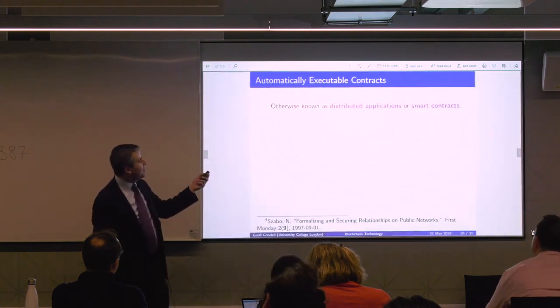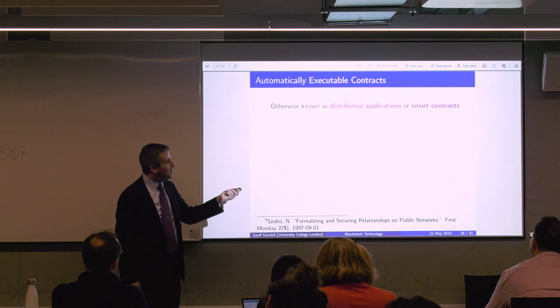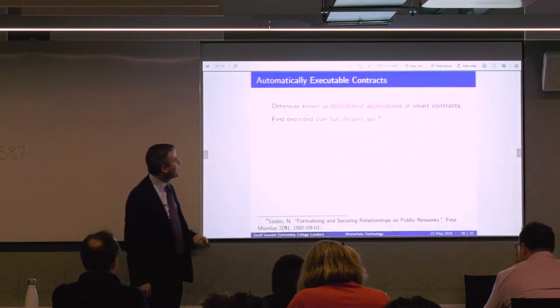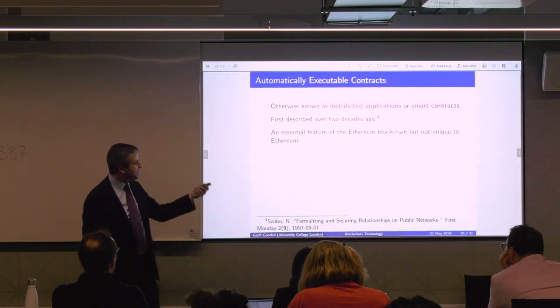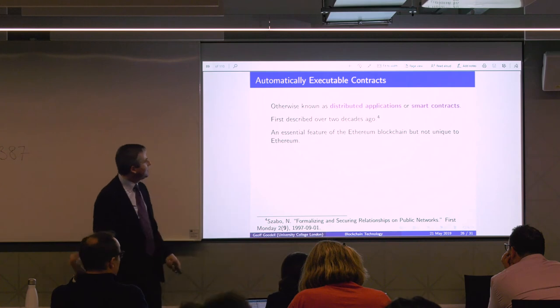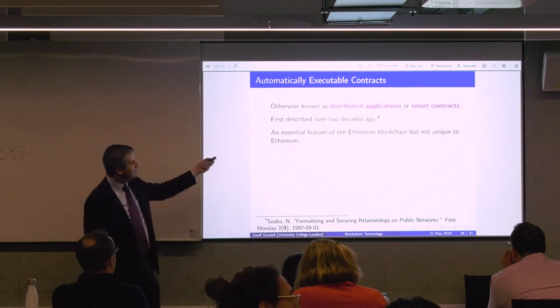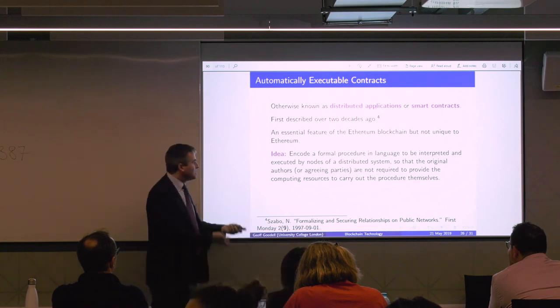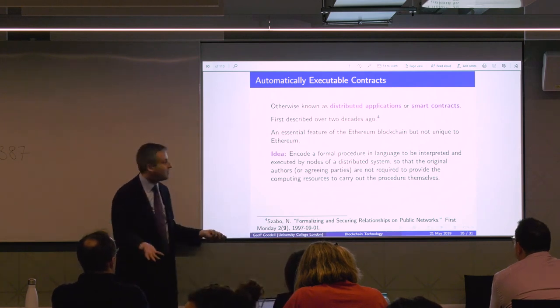Automatically executable contracts. Sometimes people call these distributed applications or DApps or smart contracts. Yes, there's a history to this as well. I think this was Nick Szabo and others. Here is a link. Ethereum created a mechanism for this, which is an interesting use of DLTs.